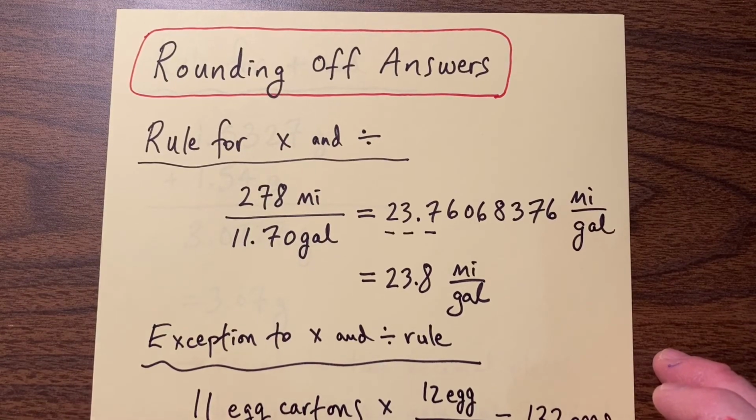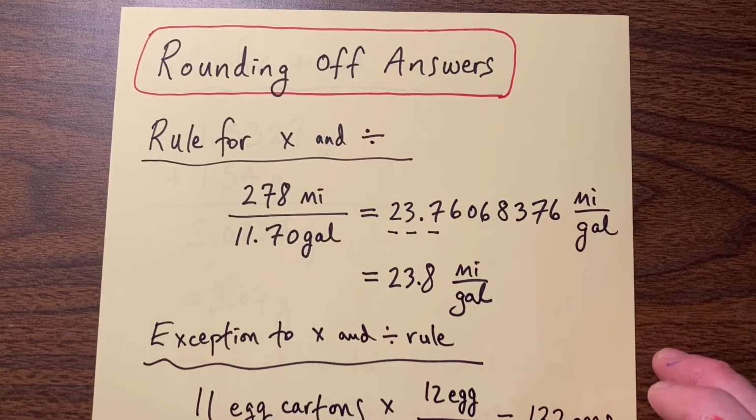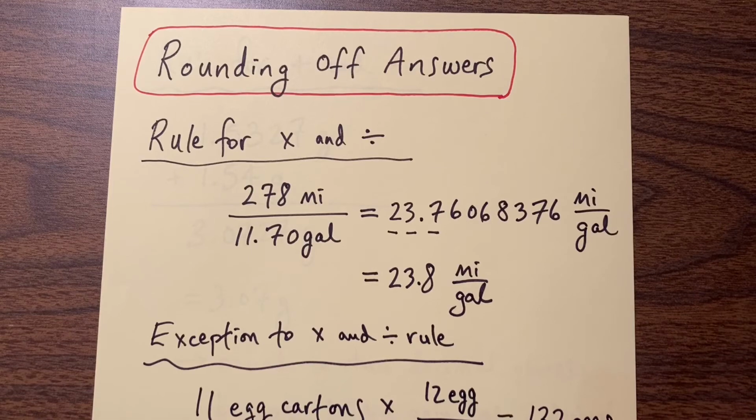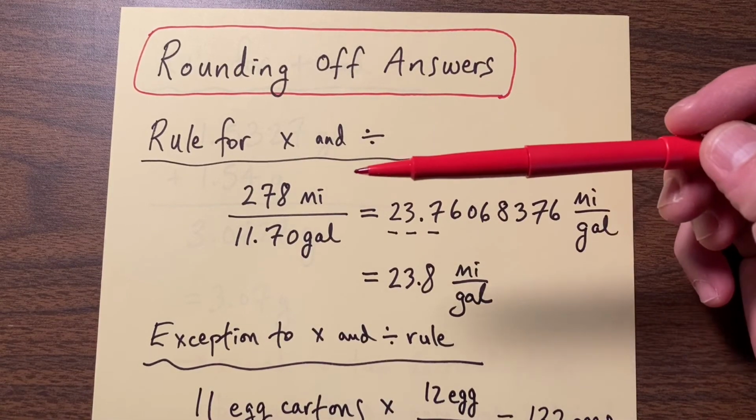Now, your calculator, when you get answers, does not know how to round them off, so you have to do that. There are 2 general rules. There's multiplication and division, rounding off, and then there's a rule for addition and subtraction. So you have to be able to decide how to do that. So it's pretty simple, though. Multiplication and division is real easy.